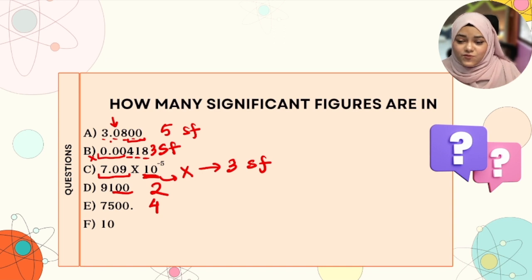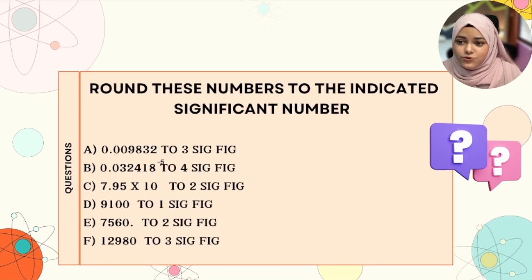And at the end, we have 0, and there is no decimal, so we only have 1 significant figure. I hope you understand how to figure out how many significant figures are there in numbers. Now, we want to see how do we round off the numbers to the correct significant figure. So before we even start rounding off, we want to see how many significant figures we have.